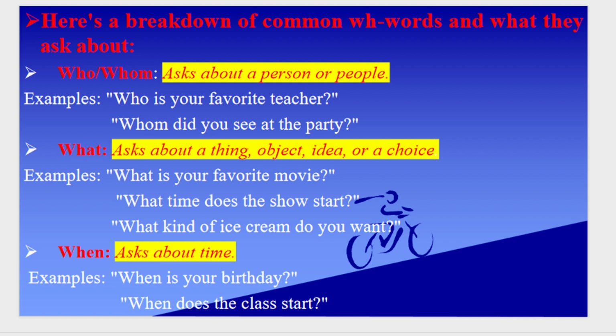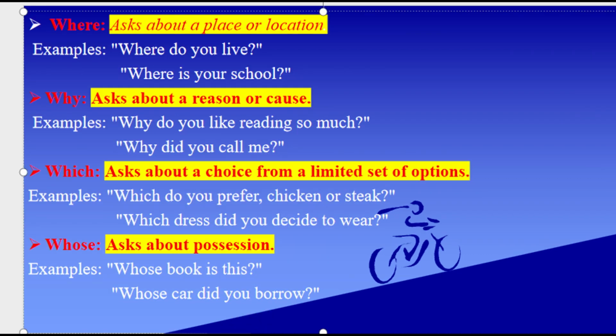When asks about time. Examples: When is your birthday? When does the class start? Where asks about a place or location. Examples: Where do you live? Where is your school? Why asks about a reason or cause. Examples: Why do you like reading so much? Why did you call me?